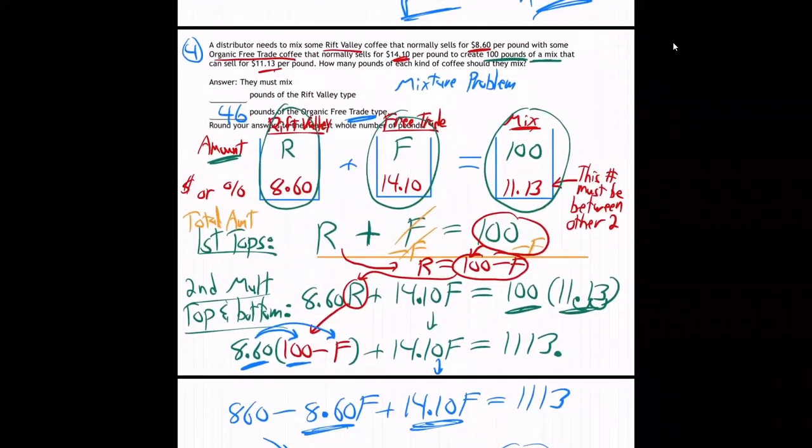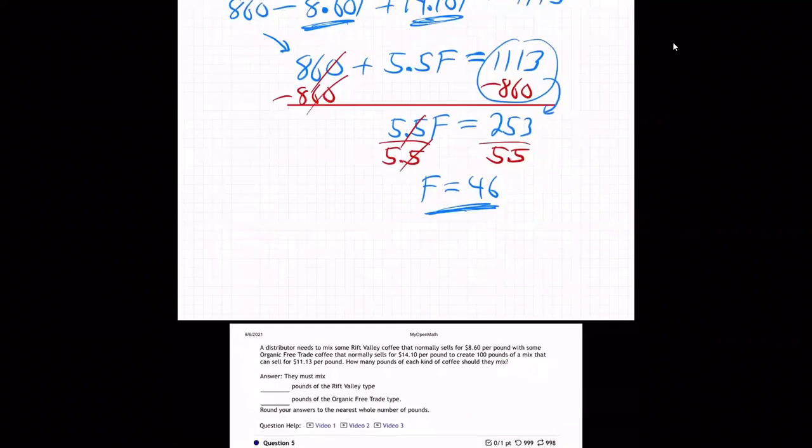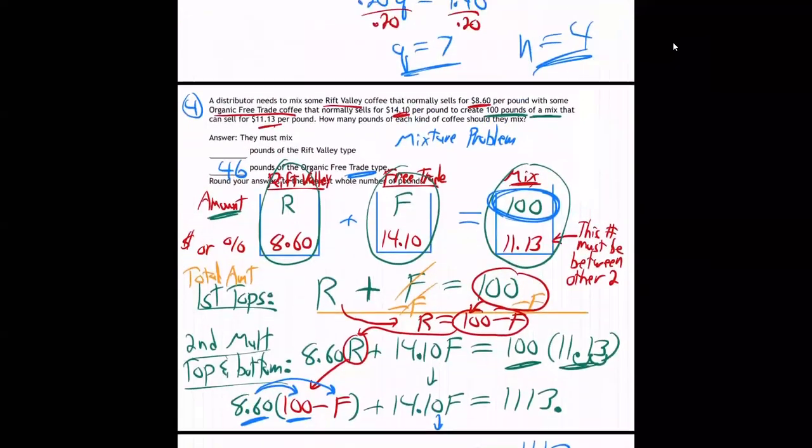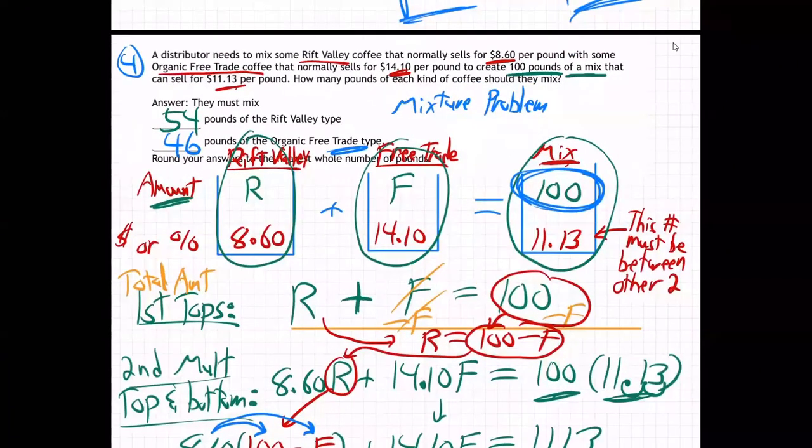Now, I got to also find how much Rift Valley coffee. How do we do that? Well, it said we're making 100 pounds of the mix altogether. So just subtract from 100, right? Just take 100 minus 46 for the free trade. Subtract that in your calculator, you're going to get 54 for the other one, the Rift Valley. 54 pounds of the Rift Valley type. Just subtract from the total. So there we go. That's how we do a mixture problem.